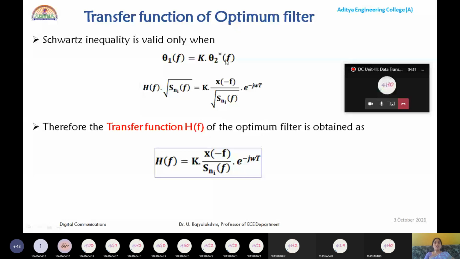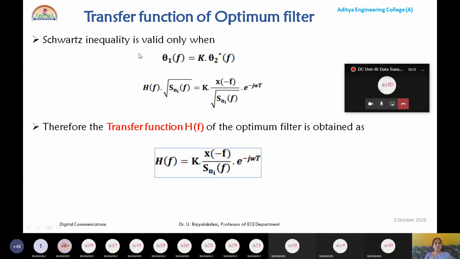So that's why we have represented the complex conjugate values only for our signal and the exponential term, because this is also a signal component. That's why we represented the complex values only for the signal component.